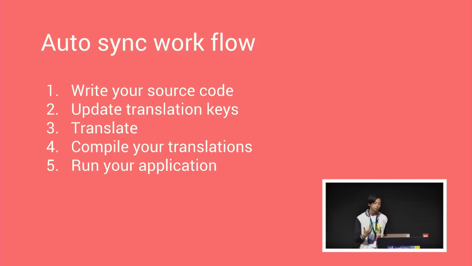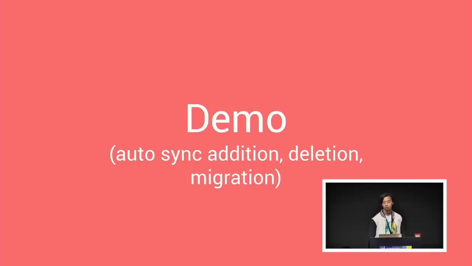But in order for autosync to work, we need some kind of workflow, and you've already seen some part of it. You write your source code, and then you update your translation keys. You tell a translator to translate it, or you can translate it yourself. Then you compile your translation, and then you just run your application, and you're done. So let's have a demo of autosync.